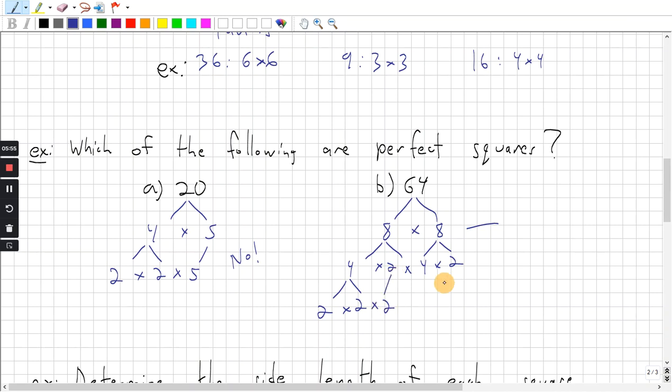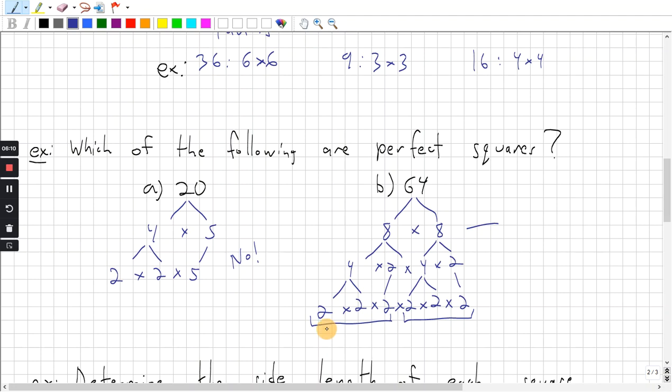I'm going to bring that down. I'm going to break that 4 up into 2 times 2. And then I'm going to bring that 2 down as well. So look to see if I can group these. So here I can group them into even groups. I have 2 times 2 times 2 and 2 times 2 times 2.